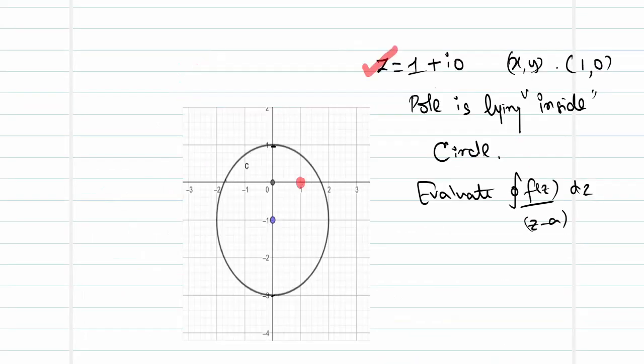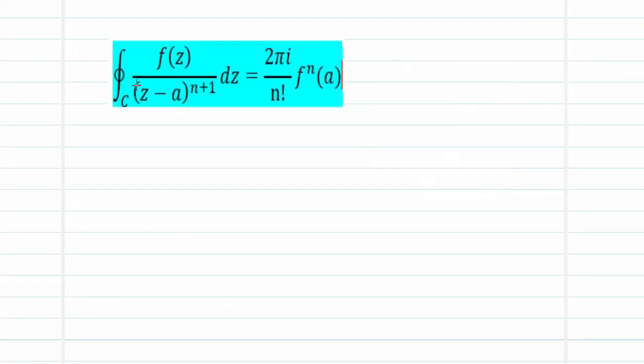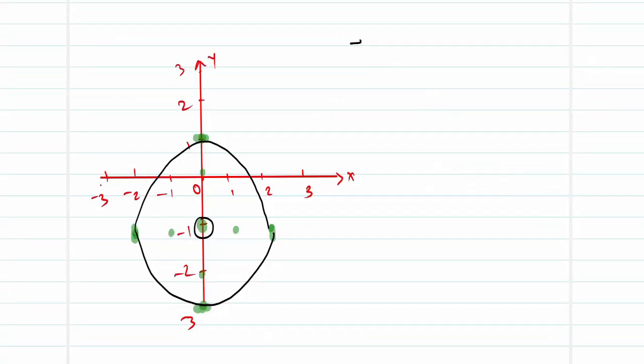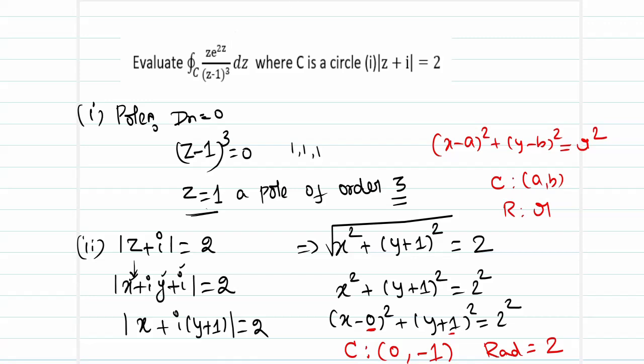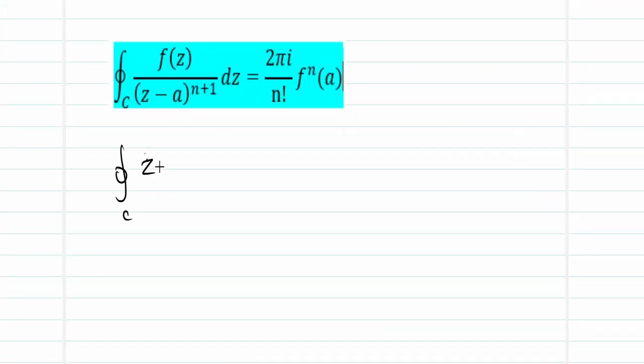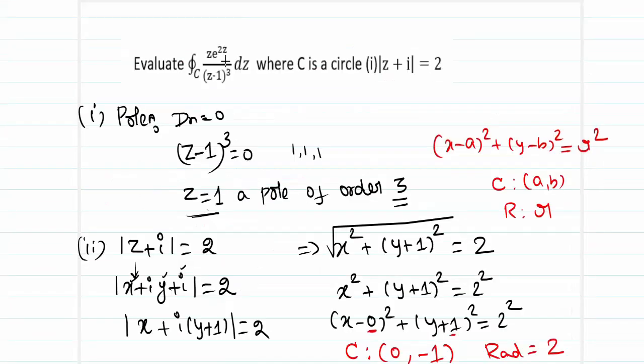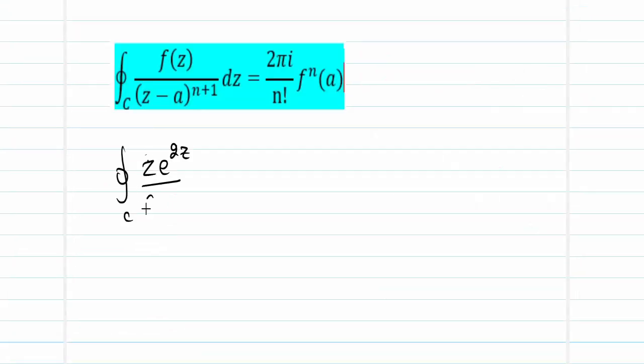So we will have to recollect the Cauchy formula for derivative. Recollect it as integral over C f of z by z minus a power n plus 1 dz is 2 pi i by n factorial f n of a. What is the question we have? Integral over C, we have this to be equal to the numerator z e power 2z divided by what is there in the denominator, z minus 1 the whole cube. So this is z minus 1 the whole cube dz.